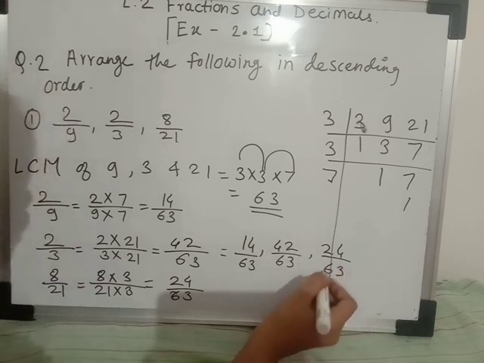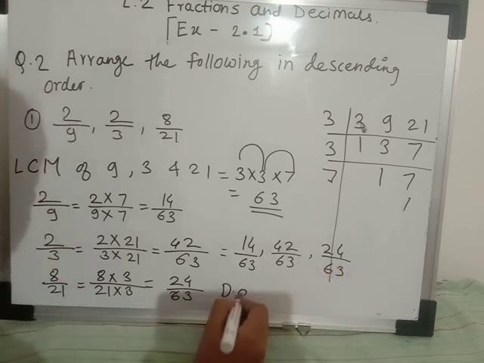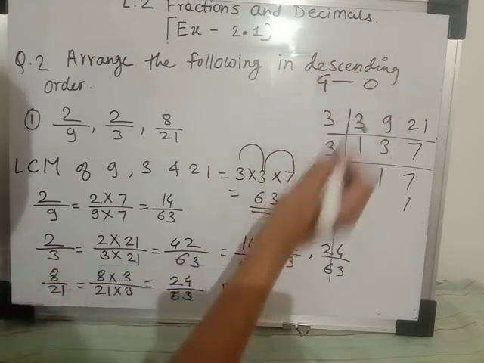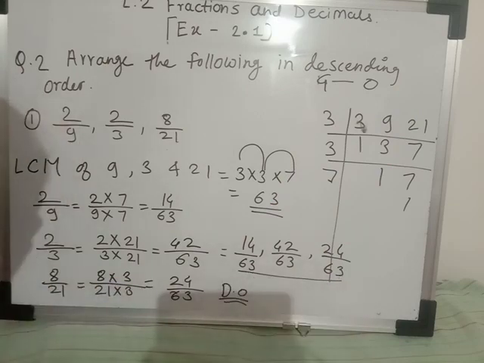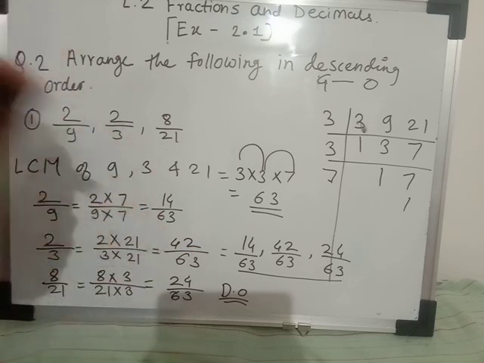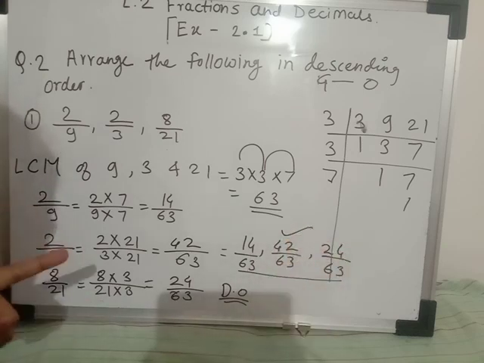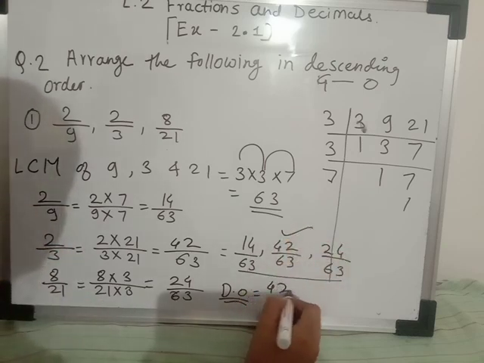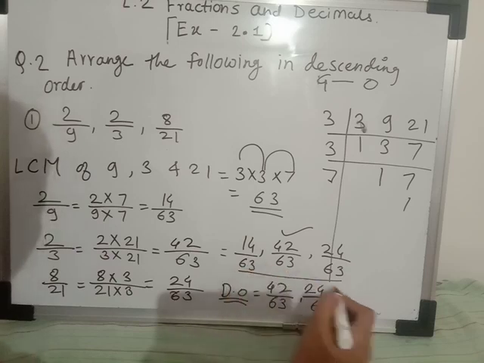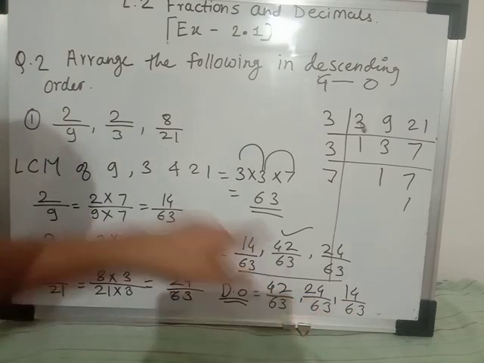Now we have to arrange all these numbers in descending order. Okay, descending means greater to smaller. So here denominators are equal, so when denominators are equal you have to decide whose numerator is greater, that fraction is greater. So here 42 upon 63 is greater, so that will be your greatest fraction. So 42 upon 63, then after that 24 upon 63 and then 14 upon 63. So this is the descending order of these fractions.